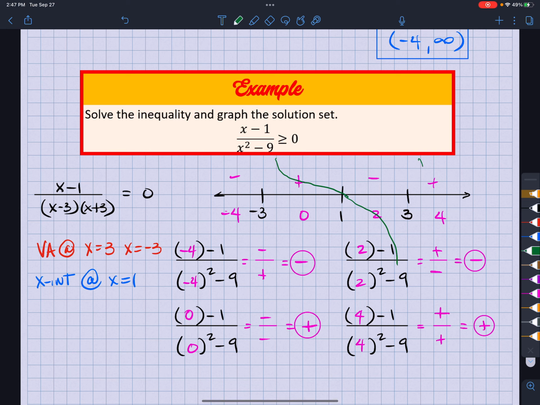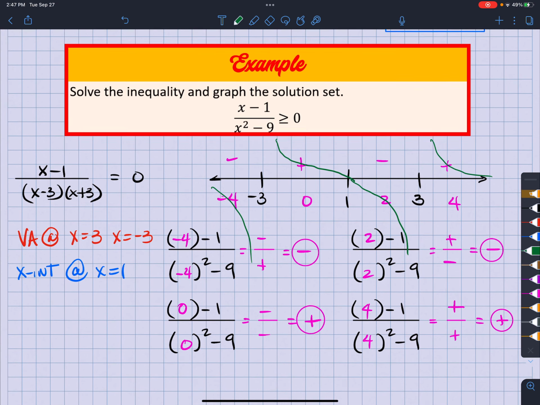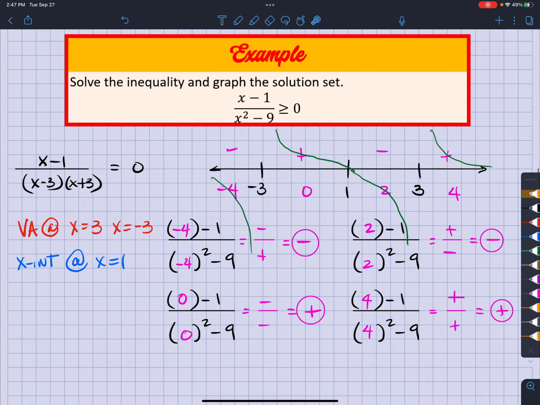Right? And then something like this. And this is probably something like this, right? So it's probably going to look something like that because it's rational, and the negative 3 and positive 3 is going to look that way. So there's your positive and your negative, and I want to be greater than or equal to 0, which is between negative 3 and 1 is going to be greater than 0, and 3 to forever is going to be greater than 0, okay?